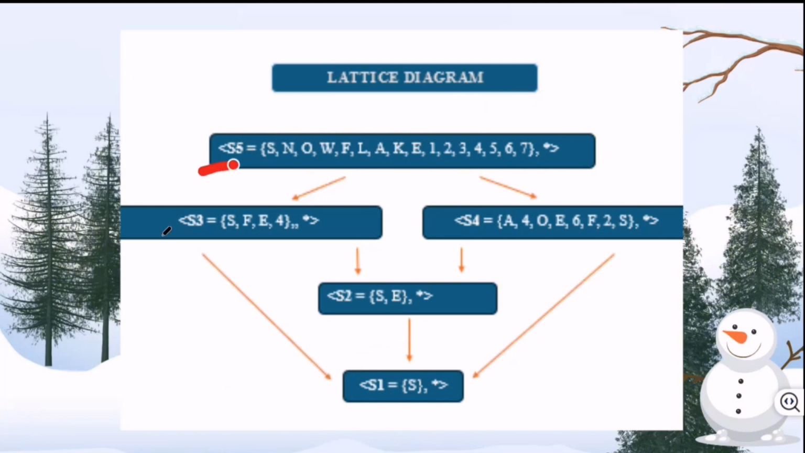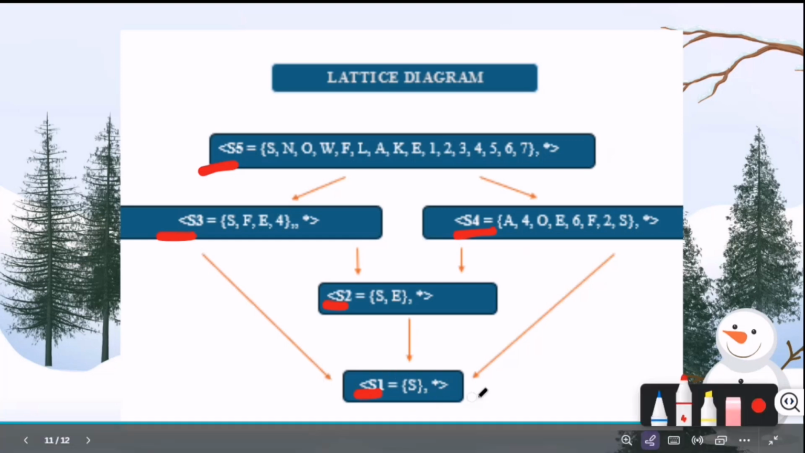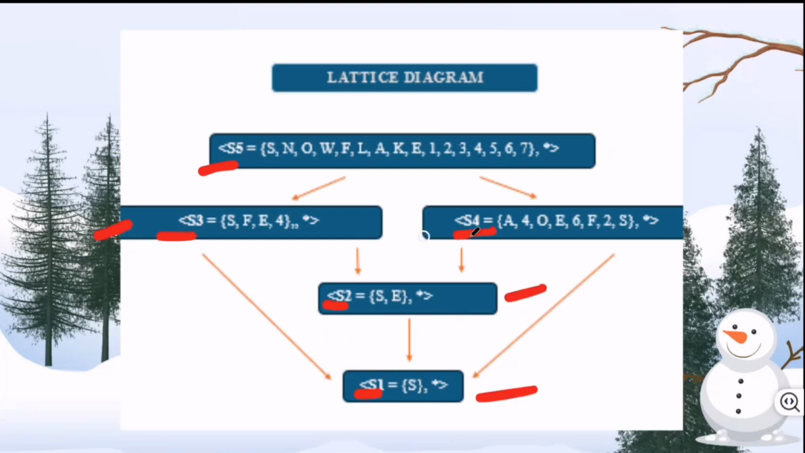Now, this is our lattice diagram. We have S sub 5, S sub 3, S sub 4, S sub 2, and S sub 1, which are the subgroups of S, and it has the elements S, N, O, W, F, L, A, K, E, 1, 2, 3, 4, 5, 6. Now, we can conclude that set S has 5 subgroups. We have S sub 1, which is the trivial subgroup, S sub 2, S sub 3, and S sub 4, which are proper subgroups. So overall, we have 3 proper subgroups. And S sub 5 is our improper subgroup.